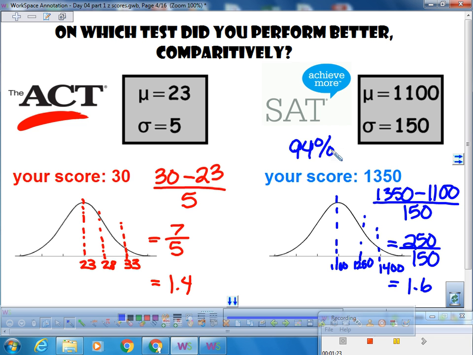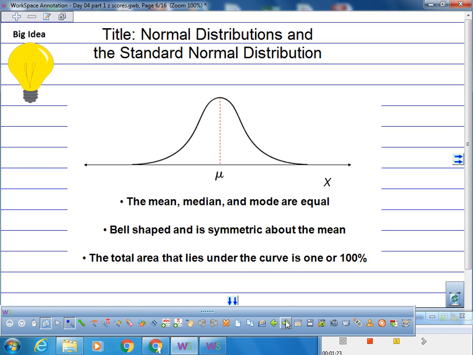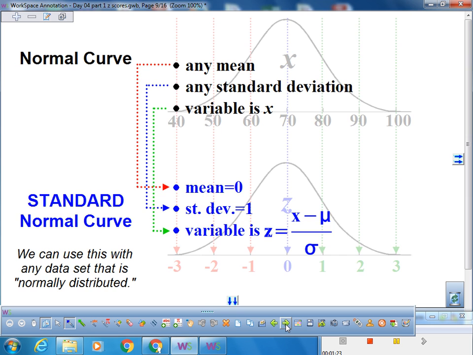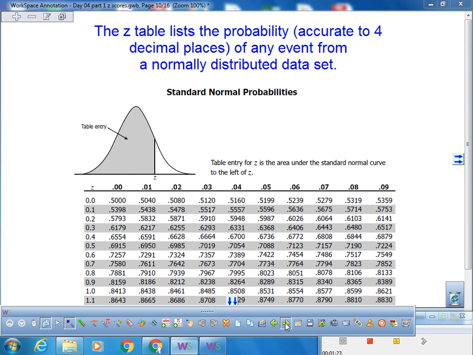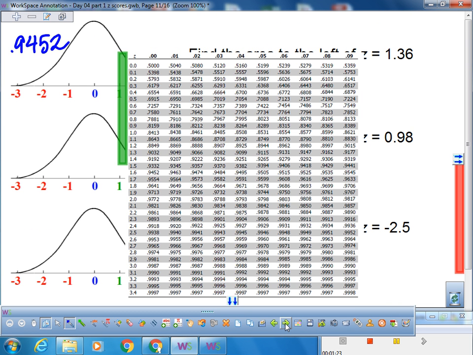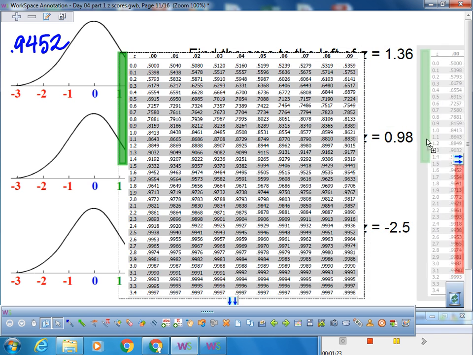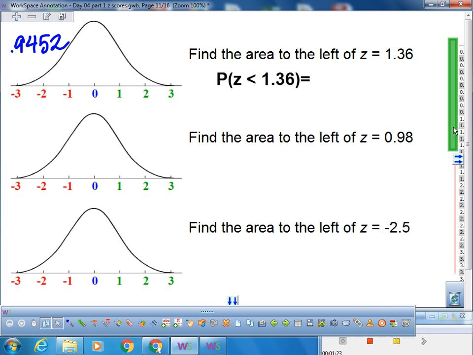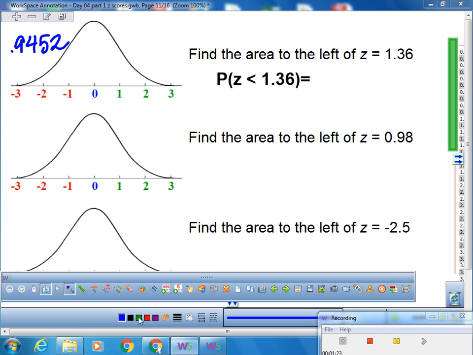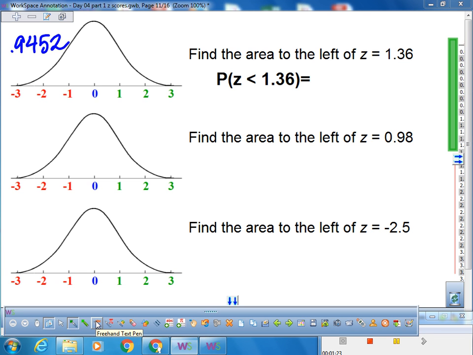Okay. So let's work with this. I want you guys to be able to play around with this. All right, so we're going to do a few. No, you don't have to remember. You just have to know how to use it. That's it. Okay. All right, so I'm going to find the area to the left of z equal to 1.36. So 1.36 is somewhere right here, right? 1.36.